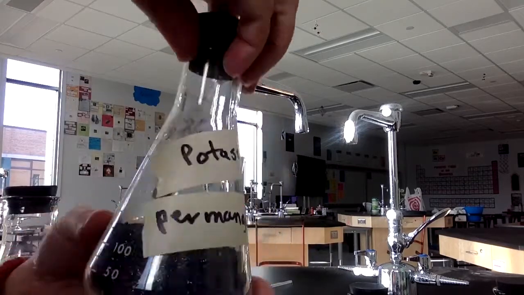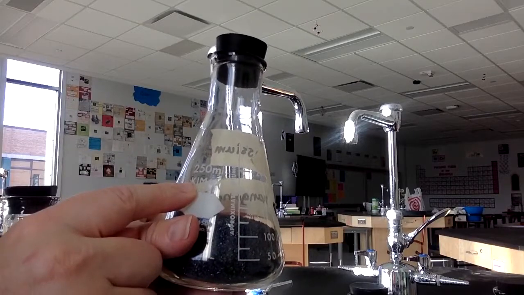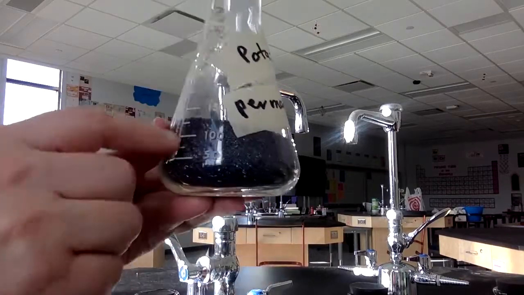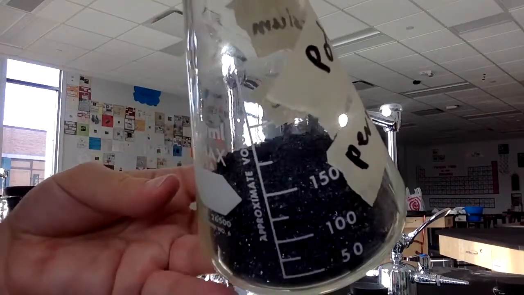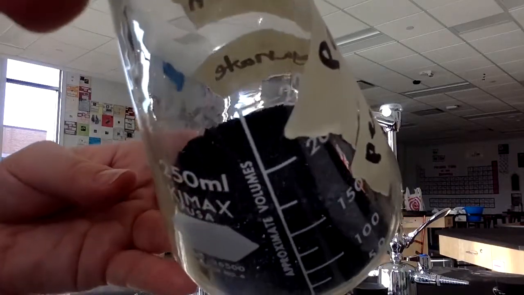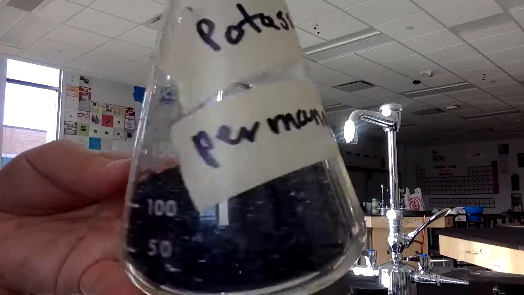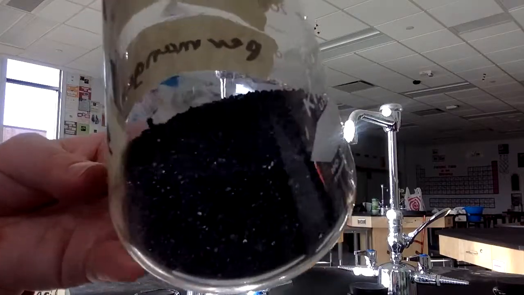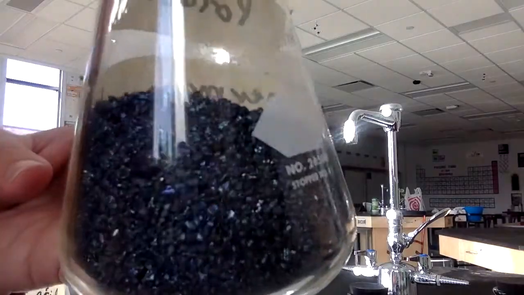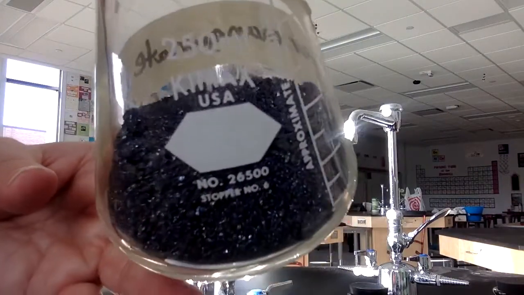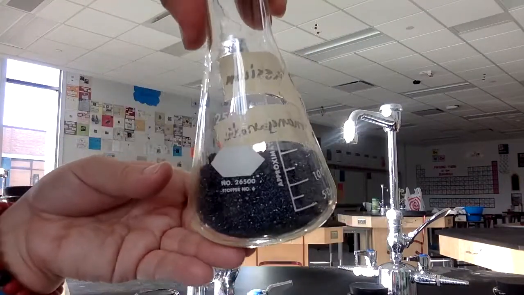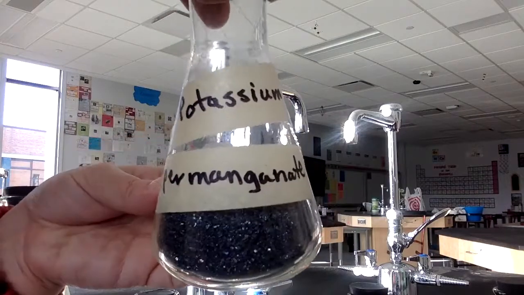For description, again, this is a 250 milliliter Erlenmeyer flask, and this takes up about 150 milliliters. The sample is kind of purplish gray. They're a little bit sparkly. They're kind of crystals, they look kind of like sand chunks too. They're not perfect shape crystals. They're more like irregular chunks, but it is kind of a purplish gray color if you can see that.